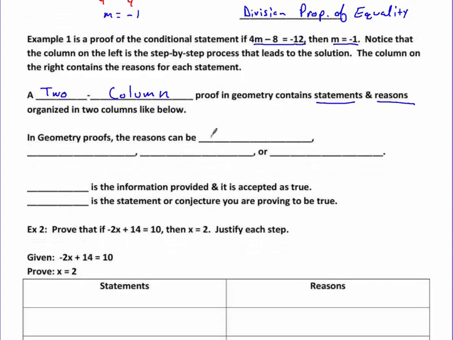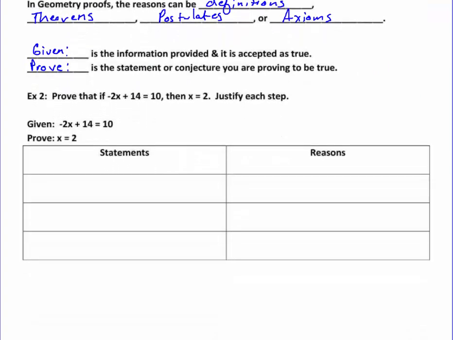Okay, in geometry, the reasons can be definitions, theorems, postulates, or something called axioms, which we've also had a few of already. There's always 2 things that every proof is going to have. They're going to have given, that's the information provided, and you just accept that it's true. And then we're going to have the prove. And that's the statement or conjecture that you're going to prove to be true, or you're going to try to prove.